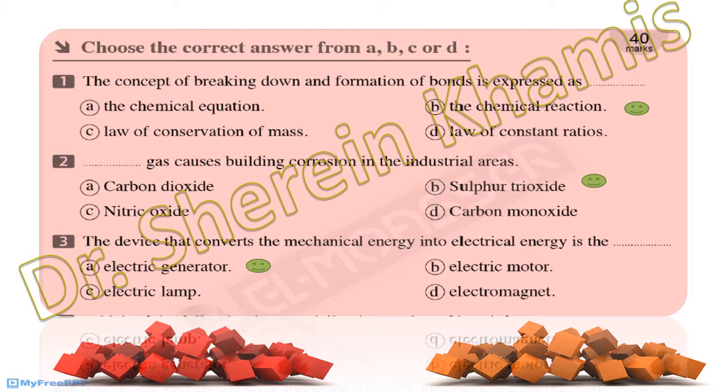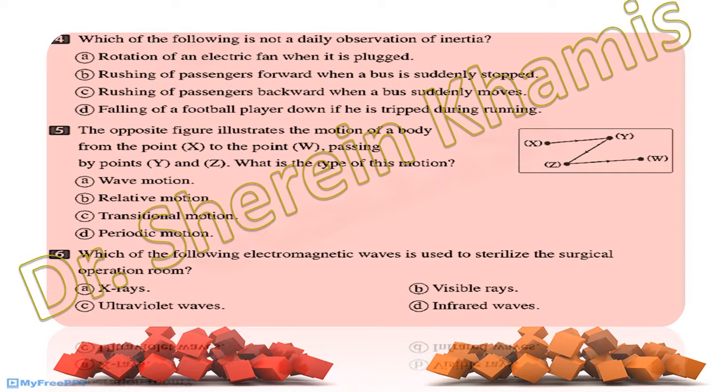Okay, let's go to question 4. Question 4 says: which of the following is not a daily observation of inertia? We want the one that is wrong. Rotation of an electric fan when it is plugged in. This is the first one. Pushing of passengers forward when the bus suddenly stops. Rushing of passengers backward when the bus suddenly moves. Falling of a football player downward when tripped during running. Okay, I think one of these has no relation with inertia.